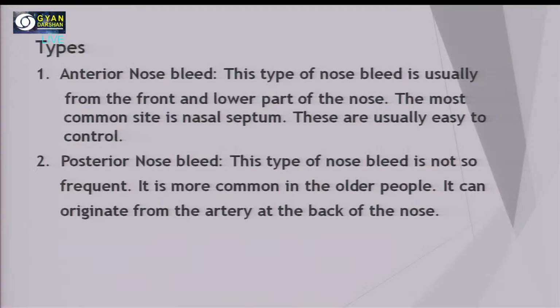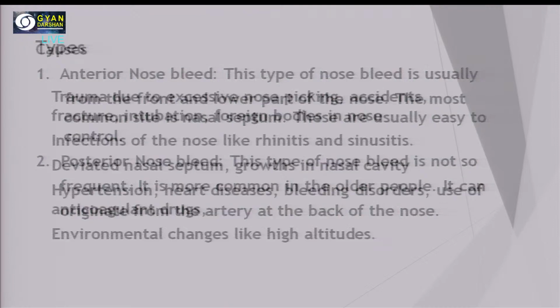It is of two types: anterior nasal bleeding and posterior nasal bleeding. In anterior nasal bleeding, the anterior part of the nose, the front and lower part, usually bleeds, and the most common site is the nasal septum, but it is easy to control. Posterior nose bleed is not frequent. However, the posterior part is affected. It is common in older people.